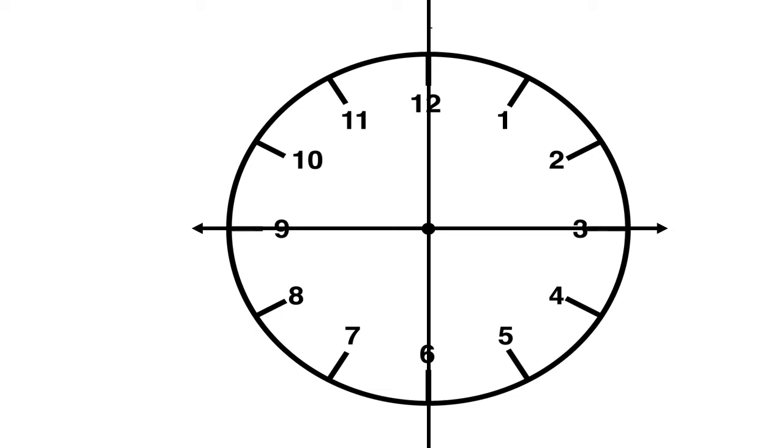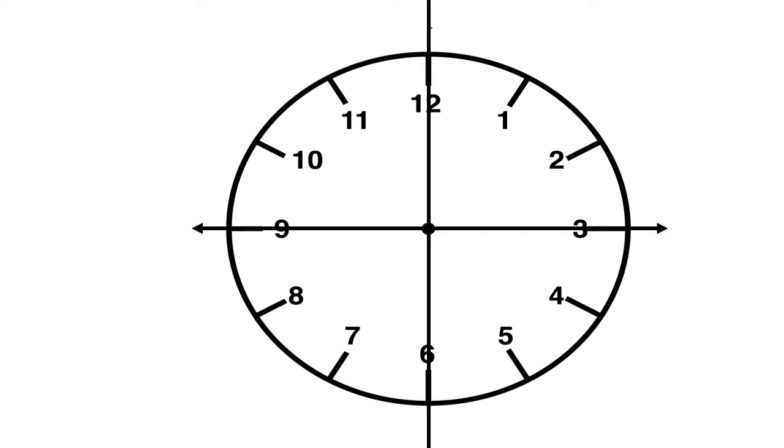Hello, fourth graders. Today we're going to continue talking about angles, circles, and we're also going to be talking about fractions. So in one of the videos, you heard that in a circle, we have 360 degrees when you go all the way around an angle. And that is absolutely true.